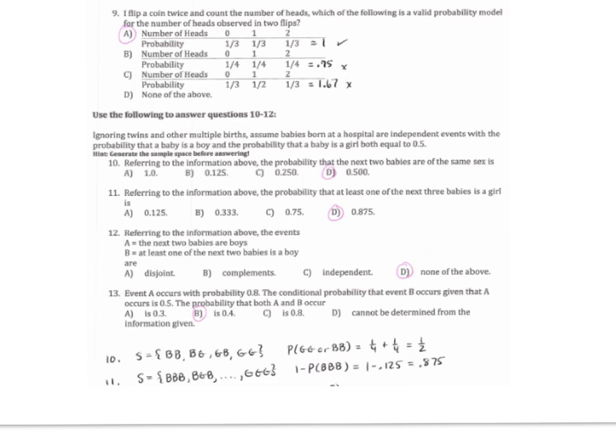The question is that you want to find the probability of at least one of the next 3 is a girl. Well, there's only one outcome that has no girls, which is boy, boy, boy. So this should just be the complement of the probability of boy, boy, boy, which is 1 out of 8, which is 0.125. So 1 minus 0.125 is 0.875. So those were a couple of the ones that were missed on that page.